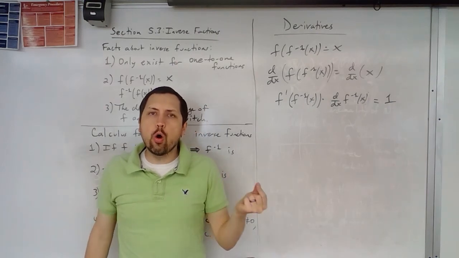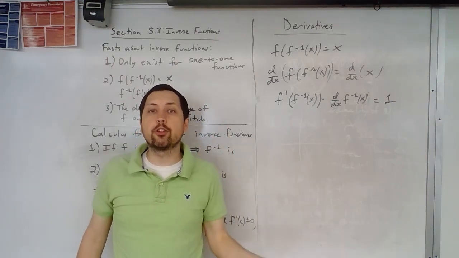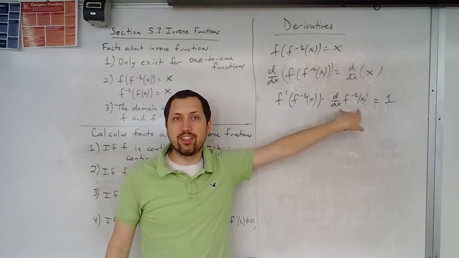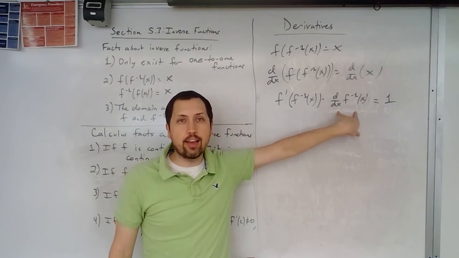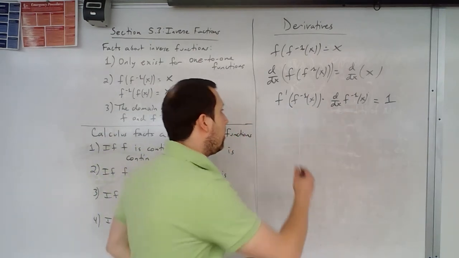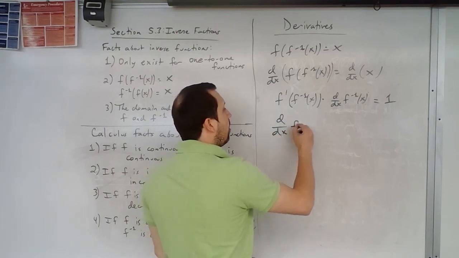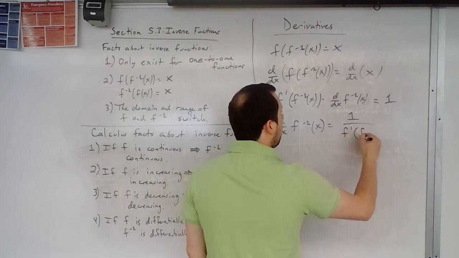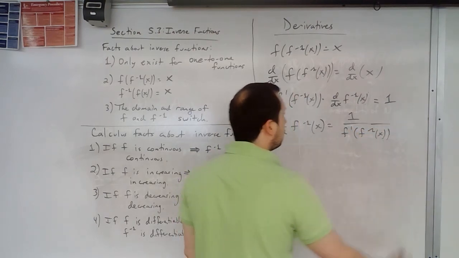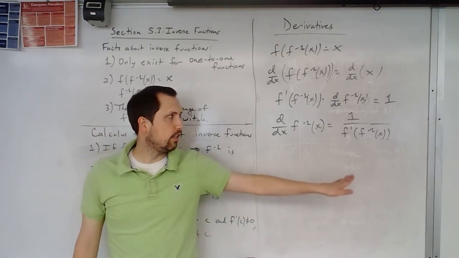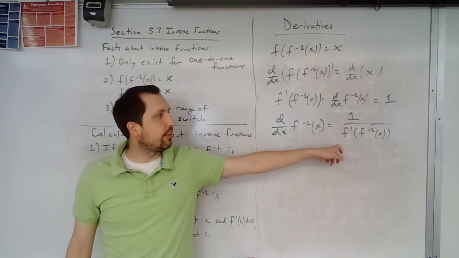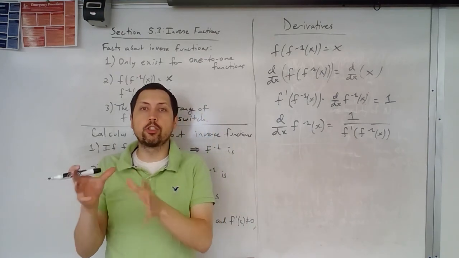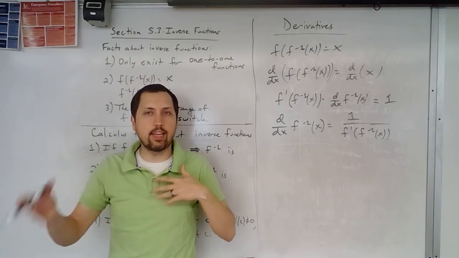But the goal is to figure out the derivative of the inverse function. That is exactly this piece here. So to find it, all I have to do is divide by the other piece. I see that the derivative of f inverse of x is simply 1 over f prime of f inverse of x. And that's it. This is how you find the derivative of the inverse function: you take the derivative of the function, and then you plug in the inverse function as a whole, without having to take the derivative of that.